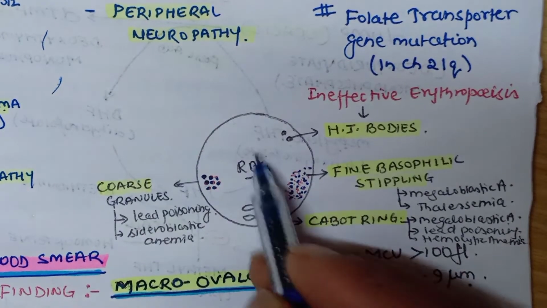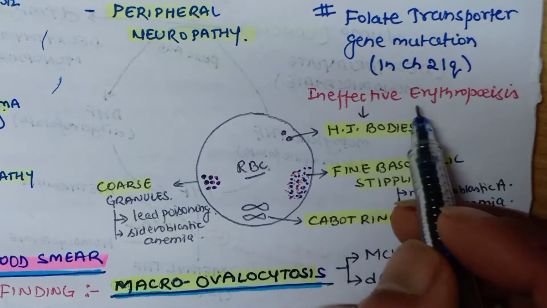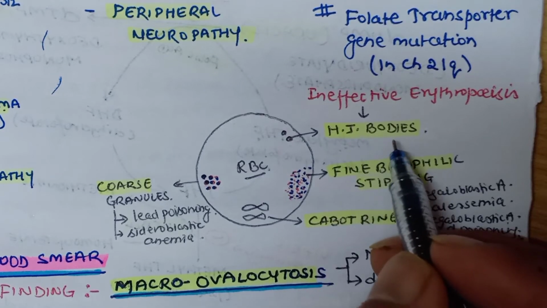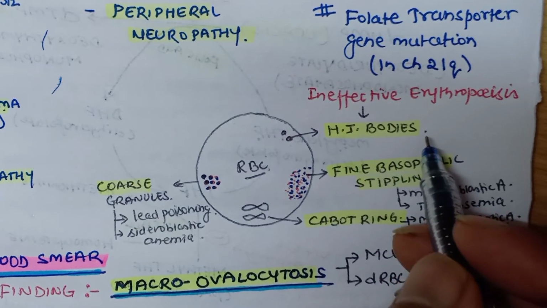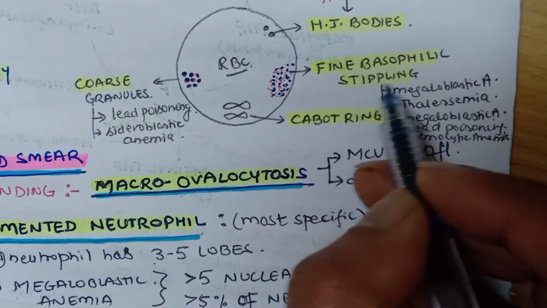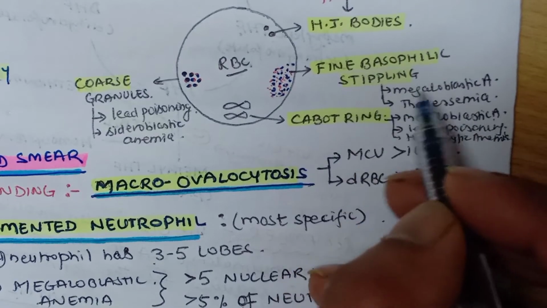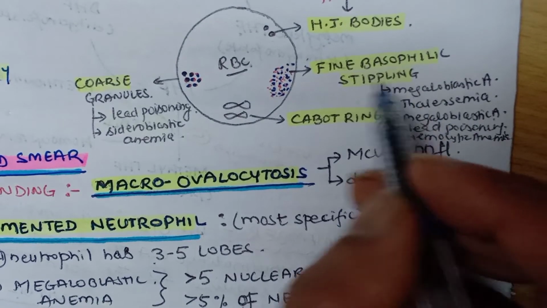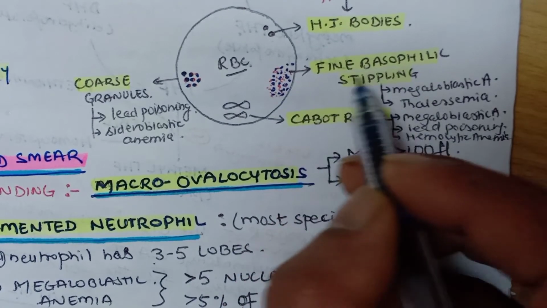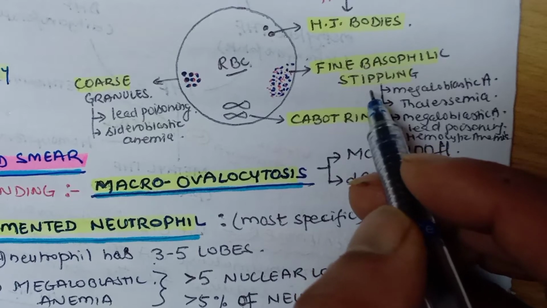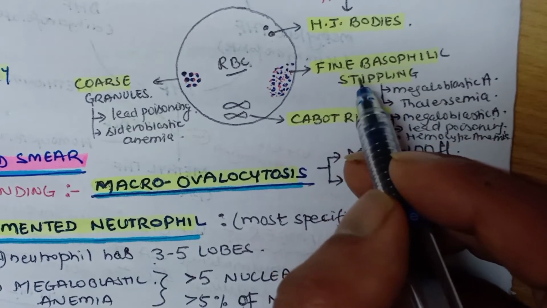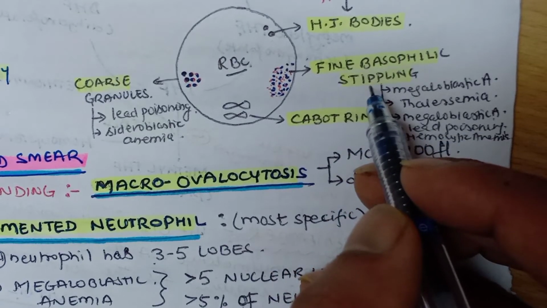When we look at the RBC, because of ineffective erythropoiesis, you will see Howell-Jolly bodies, which represent remnants of DNA. You are also going to see basophilic stippling. These basophilic stipplings are ribosomal inclusions in the RBC, and they are mainly stained by Romanowsky stain. So basophilic stippling is stained by Romanowsky stain and not by Perls Prussian blue stain.